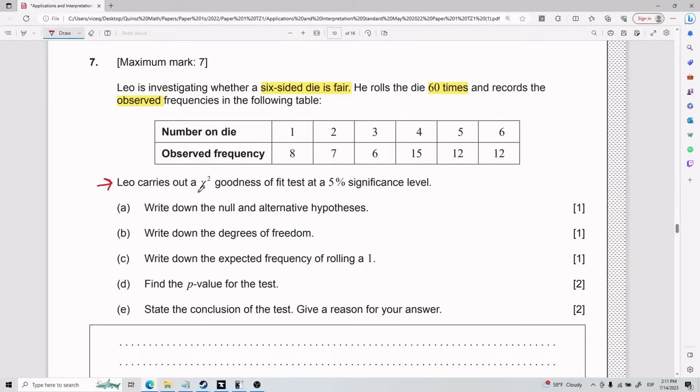We have that Leo carries out a chi-squared goodness of fit test at a 5% significance level. For part A, we need to write down the null and alternative hypothesis. This all really depends on how you set up your approach, but it will revolve around what you are trying to investigate. Leo is investigating whether the 6-sided die is fair. Fair means that it's honest, it's not some die that's charged to one side or the other. We might, for example, figure out that it is a charged die because we only got 6 times number 3, and you would expect number 3 to show up a lot more. And so is it fair?